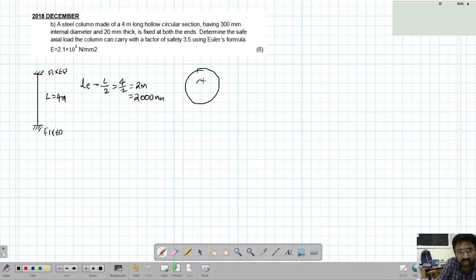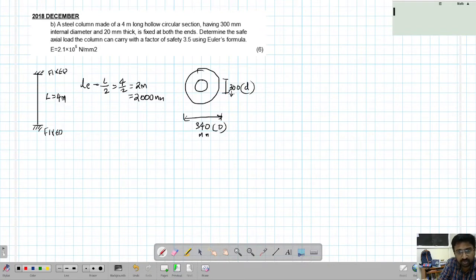Now the dimensions are given. So I'll try to get the dimensions. The internal diameter is given as 300 mm. So this I'll call as small d. And instead of external diameter, they have given the thickness. This thickness is 20 mm. This thickness also is 20 mm. So internal diameter plus 20 plus 20, that is 40. So 340 is the external diameter, that is capital D.